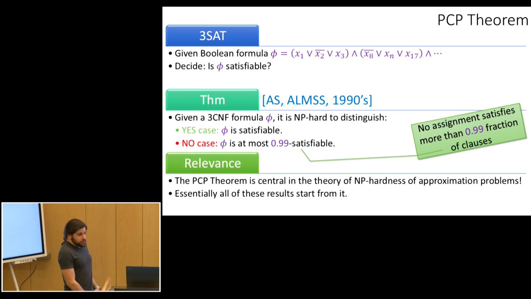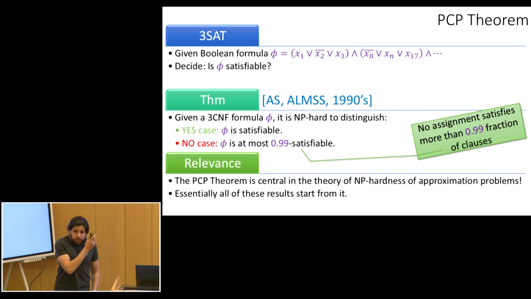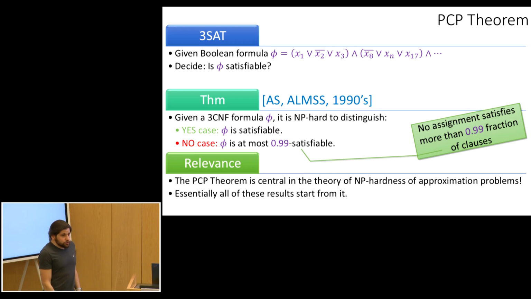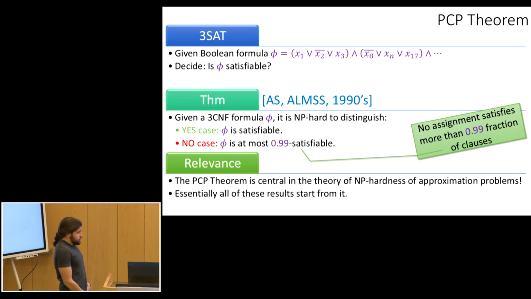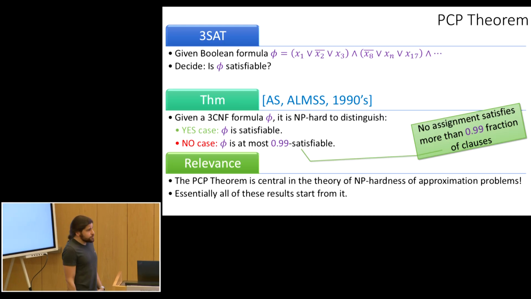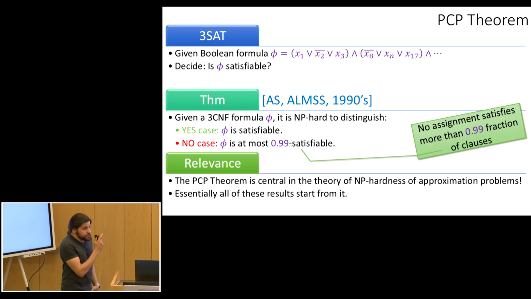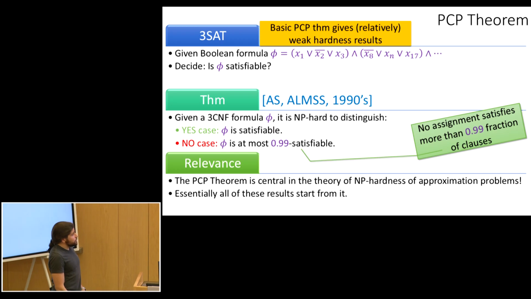And just like in the Cook-Levin theorem, once you have this basic result, you can start doing a lot of reductions. This time it's a bit harder because you have to preserve gaps. But using it, you can prove a whole bunch of NP hardness results for approximation problems. But if you start with this very basic PCP result, you would often get relatively weak hardness results.